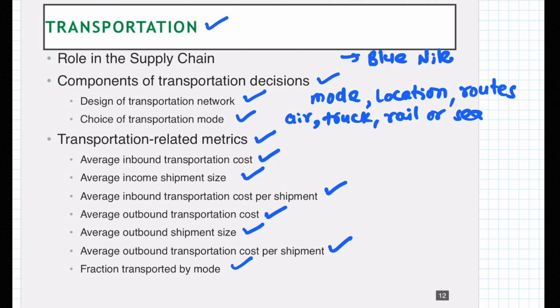Out of the total transportation, which mode of transportation contributes how much? This will also help to monitor which modes of transportation are overused or underused.